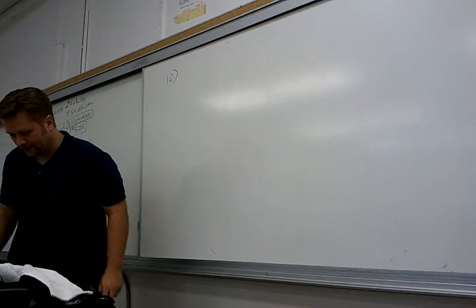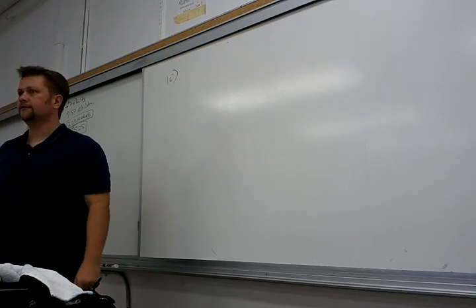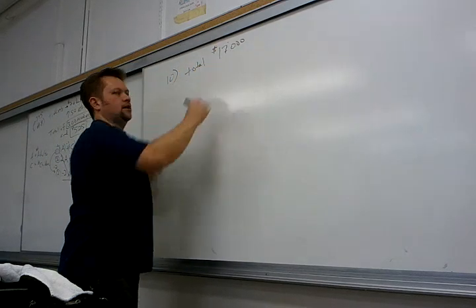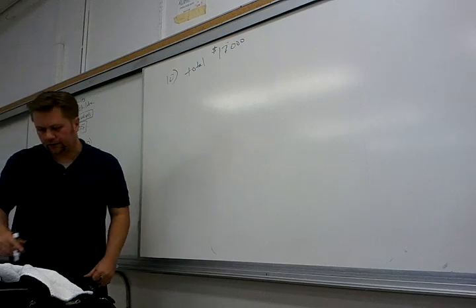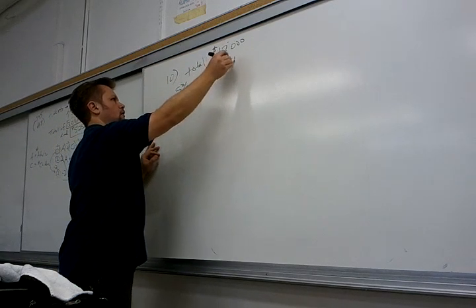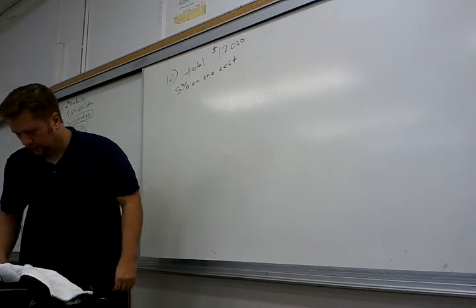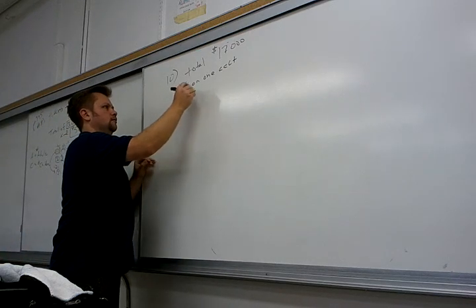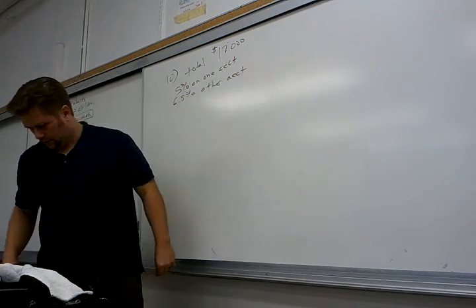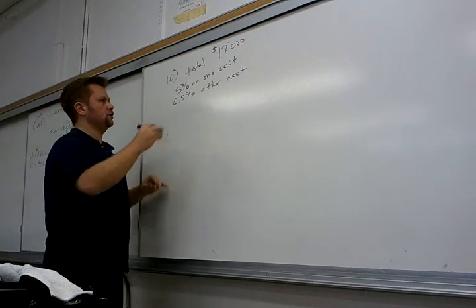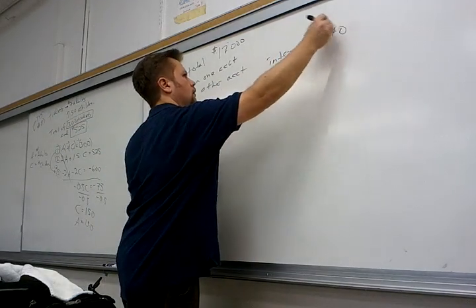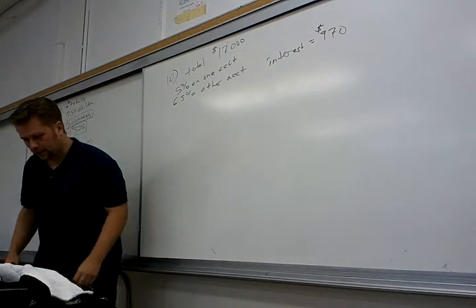So a man invests $17,000 in 2 accounts. So he's got a total of $17,000. One account earns 5% interest, and the other one earns 6.5%. If his total interest after 1 year is $970, how much did he invest in each account?